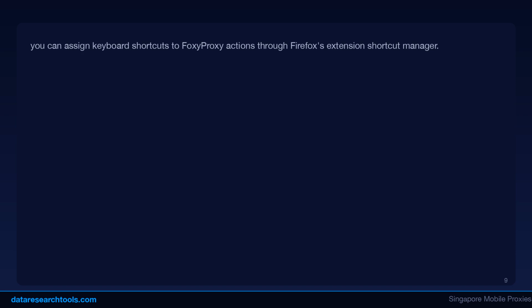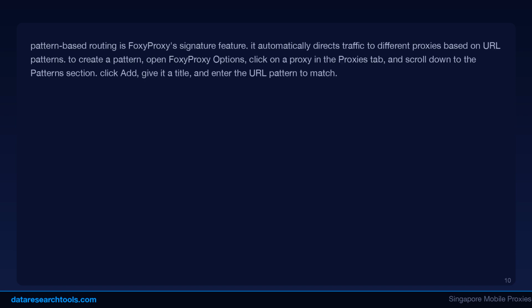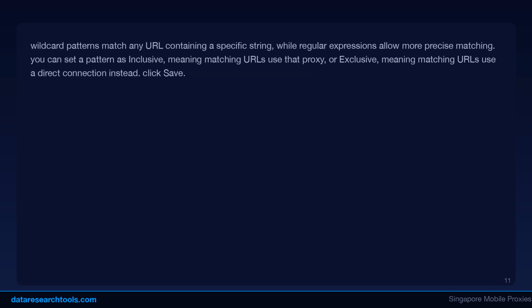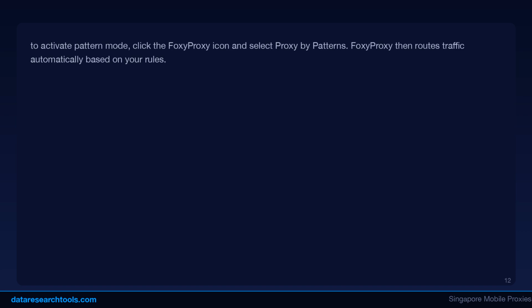Pattern-based routing is FoxyProxy's signature feature. It automatically directs traffic to different proxies based on URL patterns. To create a pattern, open FoxyProxy Options, click on a proxy in the Proxies tab, and scroll down to the Pattern section. Click Add, give it a title, and enter the URL pattern to match. Wildcard patterns match any URL containing a specific string, while regular expressions allow more precise matching. You can set a pattern as inclusive, meaning matching URLs use that proxy, or exclusive, meaning matching URLs use a direct connection instead. Click Save.